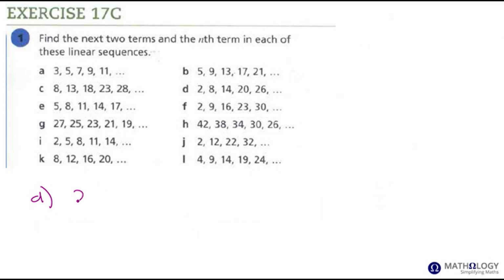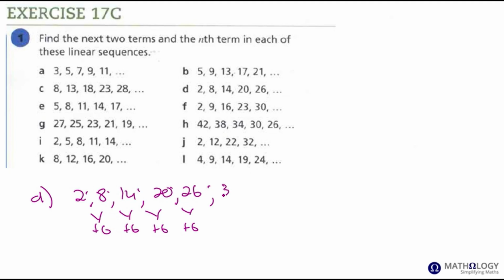Okay, E, 2, 8, 14, 20, 26. We are adding 6 to every term. So 26 plus 6 is 32, and then 32 plus 6 is 38. So these are the next two terms of the sequence.